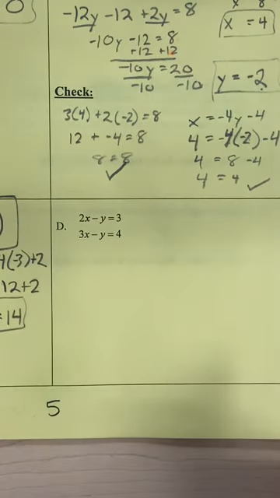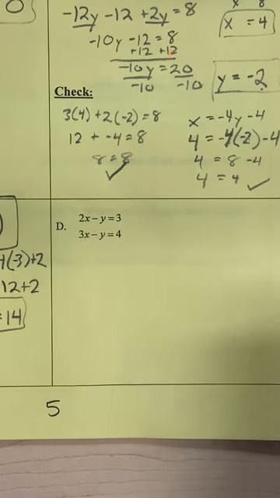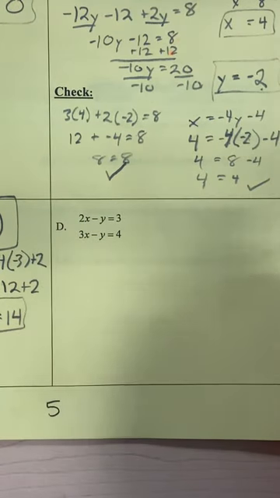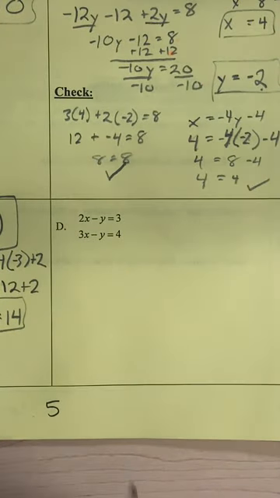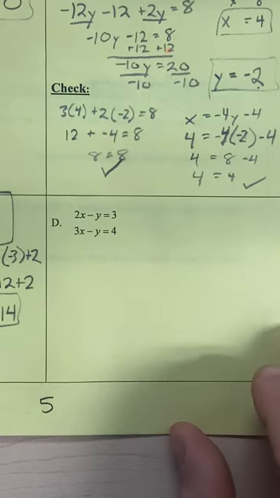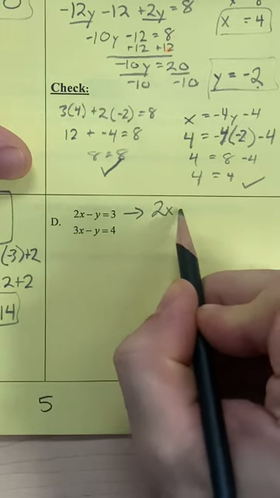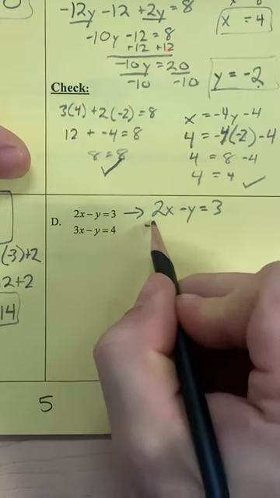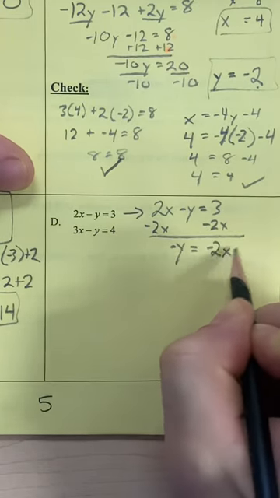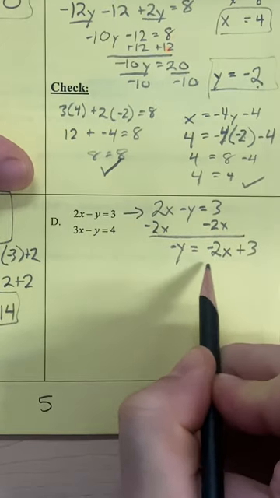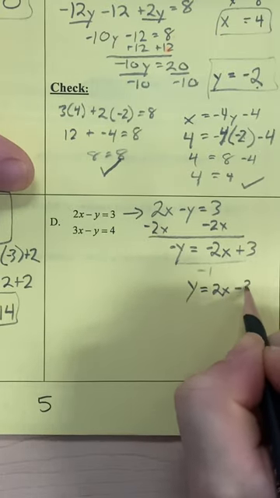All right, looking at example D. Example D is slightly different in that it does not have any variable isolated. Both of these have both variables on the left side, so we want to solve for one variable. We can solve for any variable, it doesn't really matter, but usually there's one that makes the most sense to solve for. In this case, I'm going to take this first equation, 2x minus y equals 3. I'm going to subtract 2x from both sides, and that's going to leave me with negative y equals negative 2x plus 3. And then I need to get rid of this negative sign, so I'm going to divide the whole thing by negative 1 and get y equals 2x minus 3.